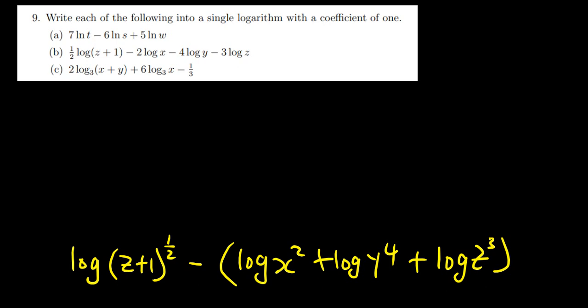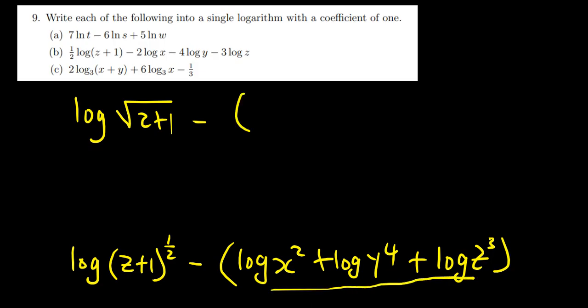This is log. This power half here is the same as the square root of z plus 1. Then I'm going to say minus. Inside here we have three logs that are adding, so those will be one log, since they have the same base. Since they are adding, we're just going to multiply x squared, y to the power 4, z to the power 3. Because they are adding there, we can just multiply them.